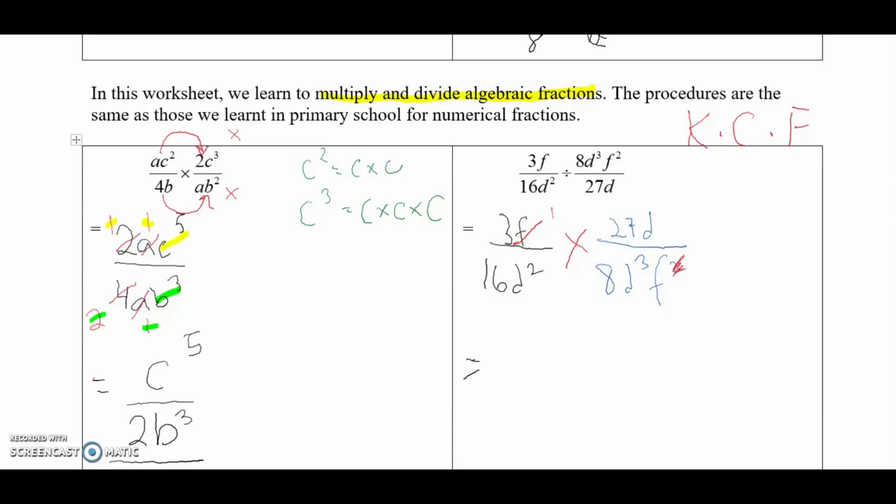Next, we notice that there's a common factor for d. In the numerator, d divided by d gives you 1. In the denominator, d cubed divided by d, I'll get d squared. So instead of power 3, I'll change it to power 2.